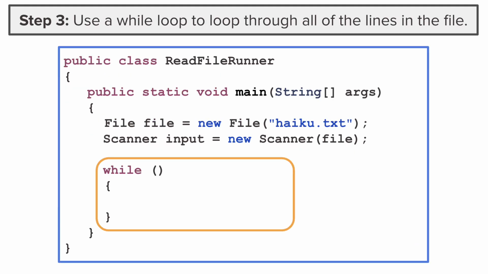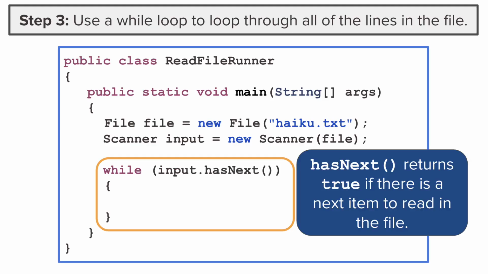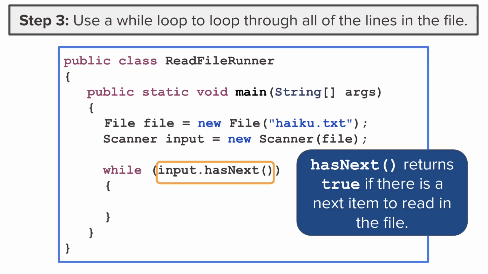Step 3. Use a while loop to loop through all the lines in the file. You could technically use a for loop, but many times you will not know the exact number of lines the data file has. For the while loop condition, use input.hasNext. The hasNext method returns true if there is a next item to read in a file. Because hasNext is an instance method of the Scanner class, you need to use dot notation with the scanner object.